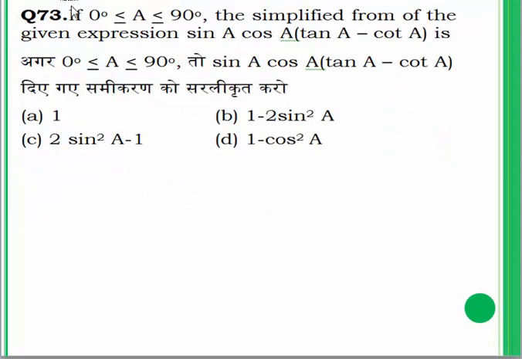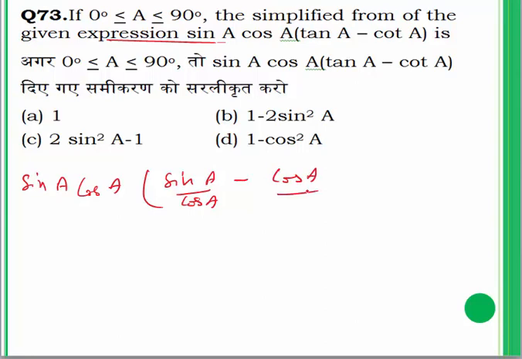Question number 73. Now, see this question. We have to tell the simplified form of the expression. And what is the sine A, cos A, and tangent. In place of tangent A, we can write sine A divided by cos A minus cos A, because cot is opposite of tangent, and then sine A.